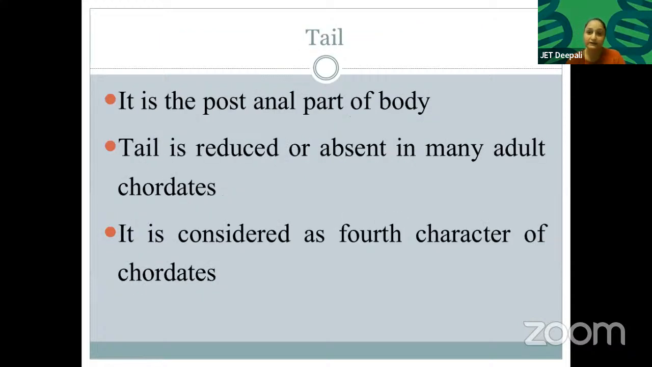What is tail? See, most of the chordates do not have a tail, but some of them do. That's why we are studying this feature also. It is a post-anal part of the body. Post-anal means backside. Anal is the last part of your alimentary canal. The tail is reduced or absent in many adult chordates. It is considered the fourth character of chordates.